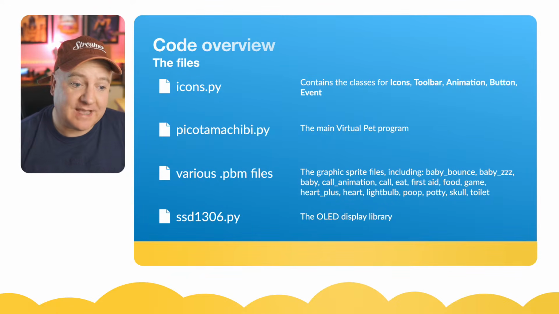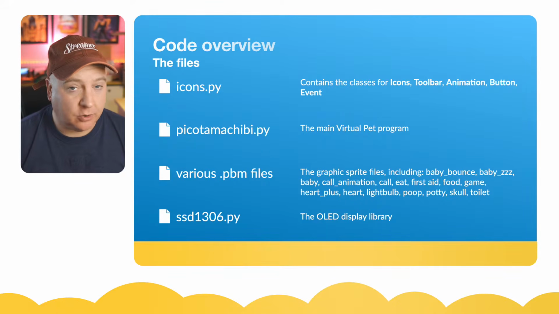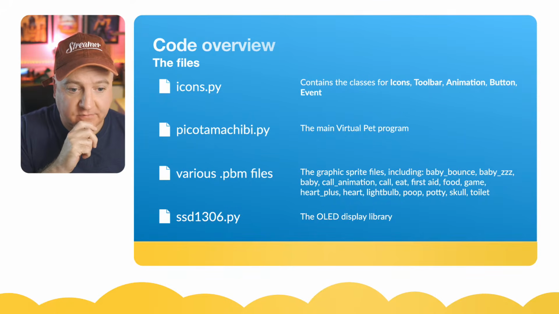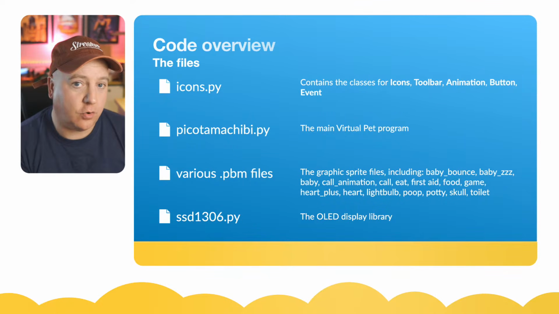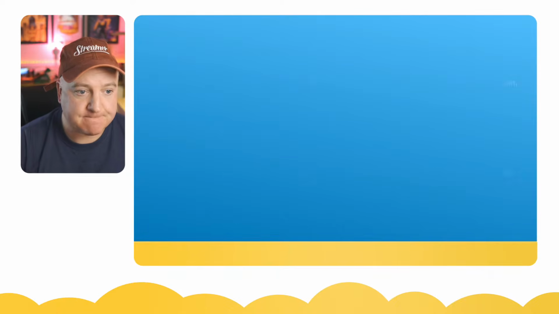And then finally we have the SSD1306, which is an OLED driver library, which we looked at quite a while ago when we were doing the rotary display for the Raspberry Pi Pico. So we need to have all those files saved onto our Raspberry Pi Pico for this to work.